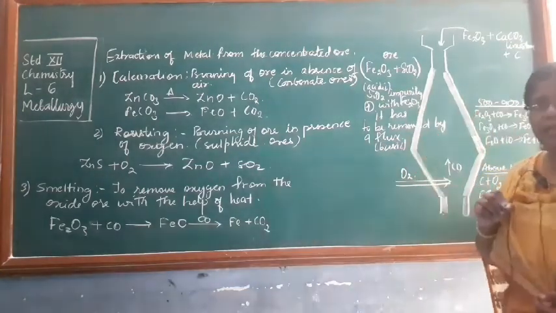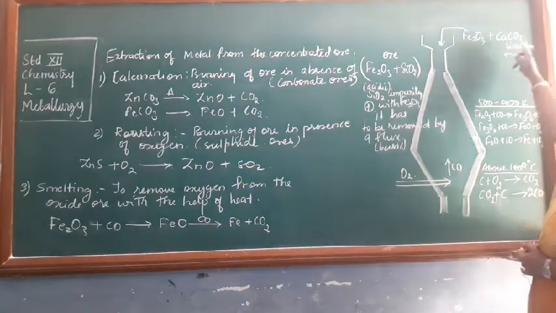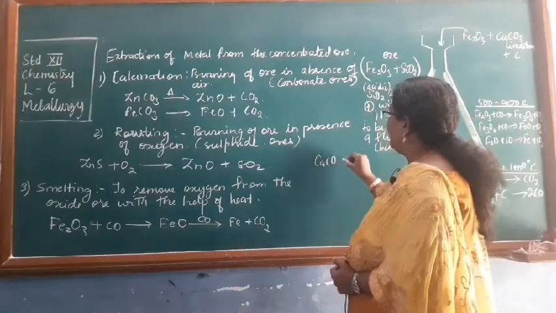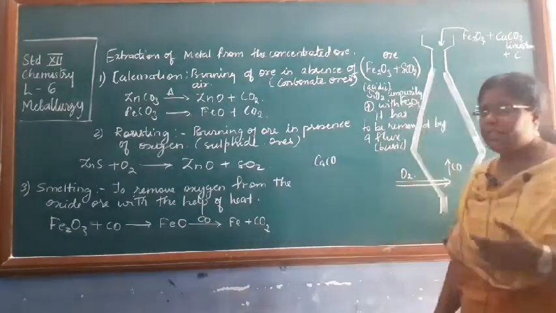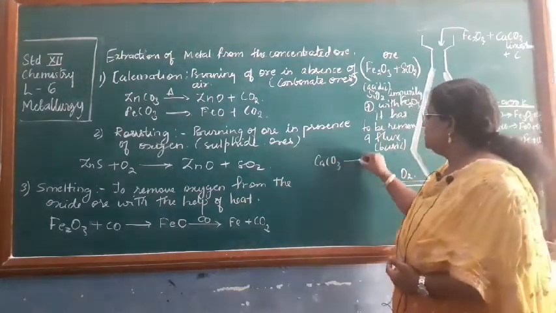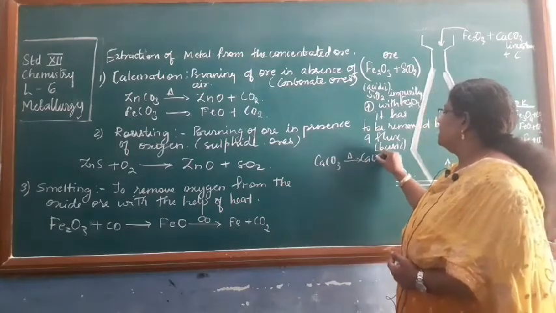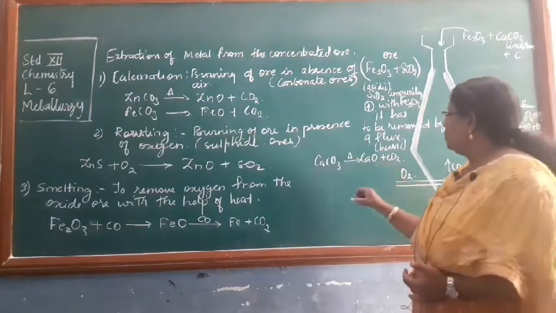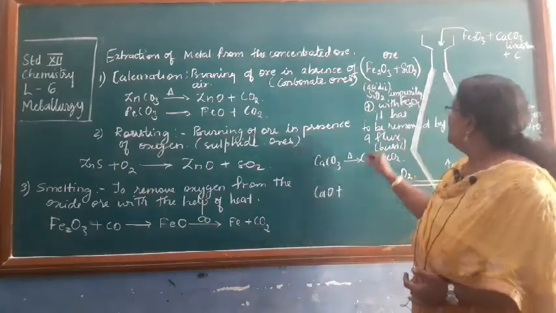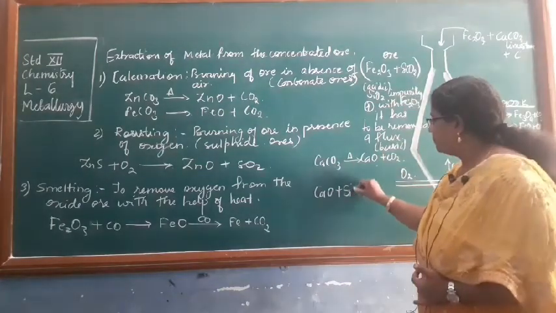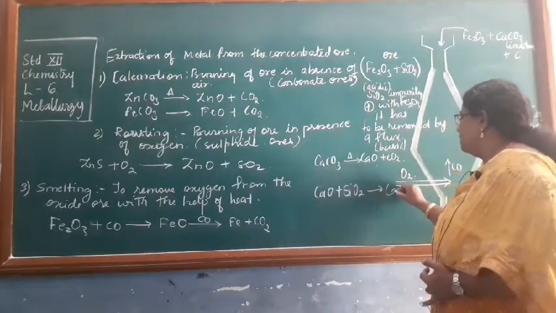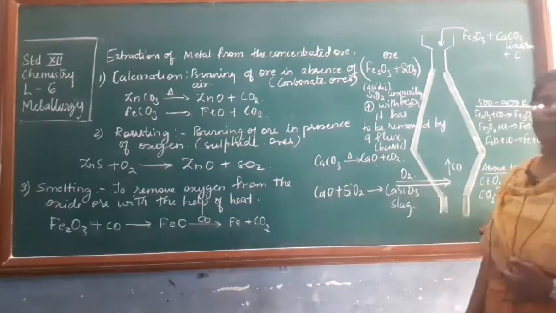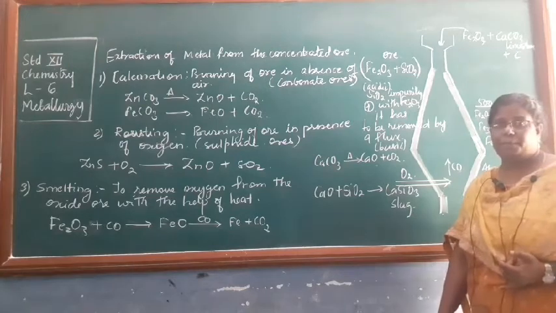Now where will this flux come from? The flux is obtained from the CaCO3 which you are adding. So here what is happening? At a temperature around 1000 degree Kelvin, CaCO3 gets decomposed into CaO plus CO2. This CaO will react with SiO2 and form CaSiO3, which is called the slag.